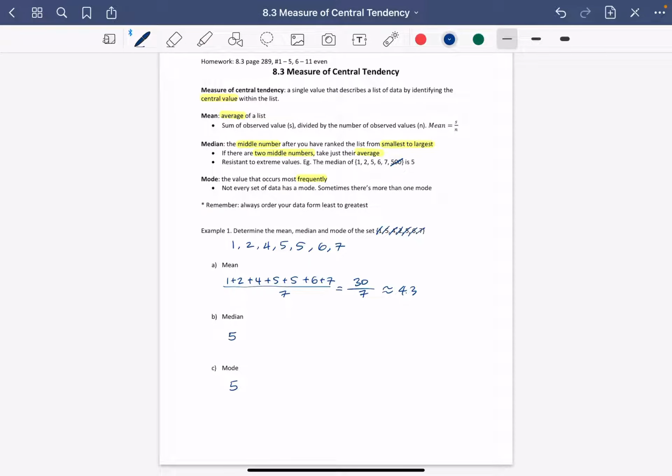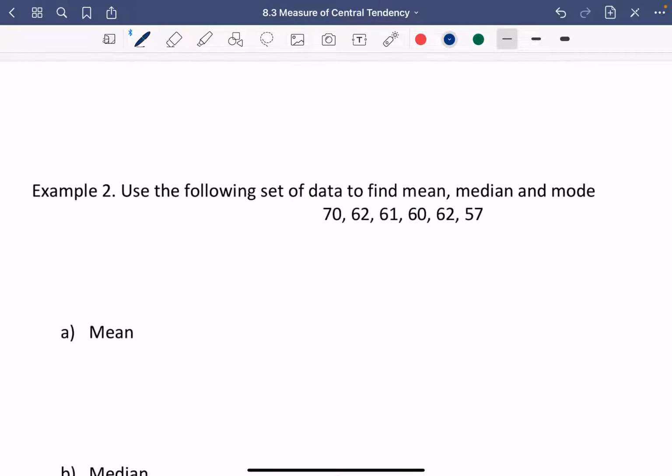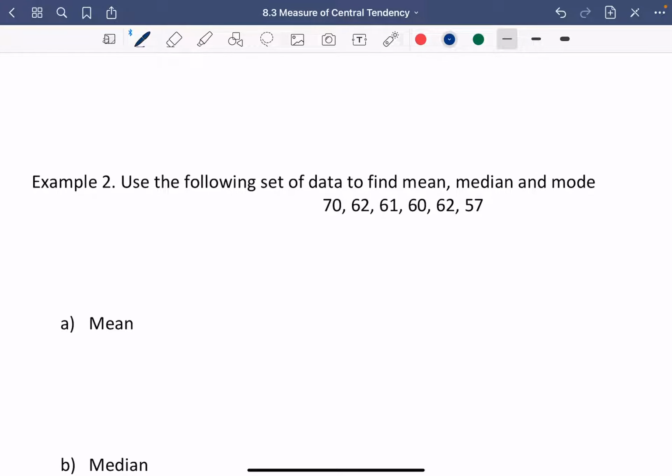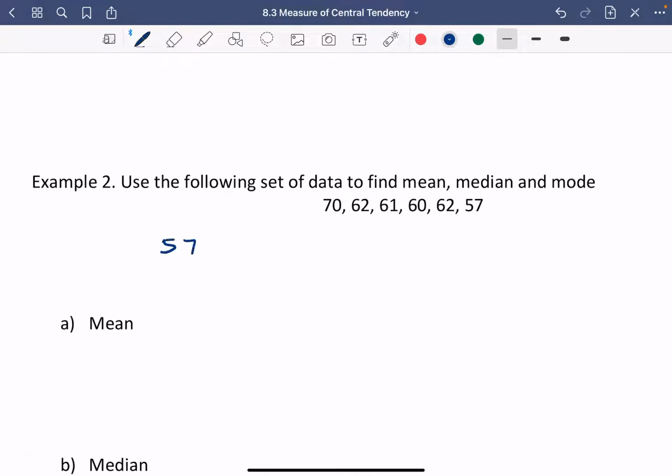Okay, and let's try the next example. Again, let's order them from least to greatest first. So starting from least is 57, and then we have 60, 61, 62, another 62, and 70.